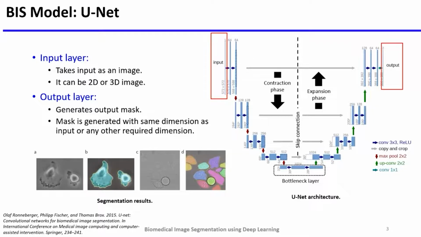Generally, the input and output spatial dimensions are kept the same so that the mask can be localized easily on the input image. As shown in this figure of segmentation results, given the input image A, we got segmentation as shown in image B. And similarly, given an input image C, we got segmentation results as shown in image D. These results are taken from the main U-Net paper.